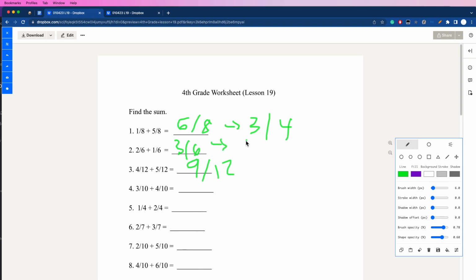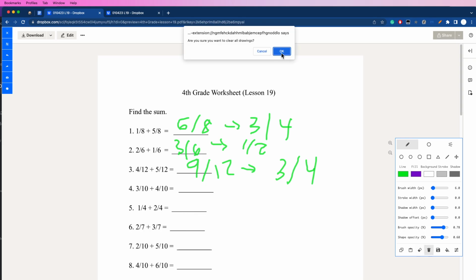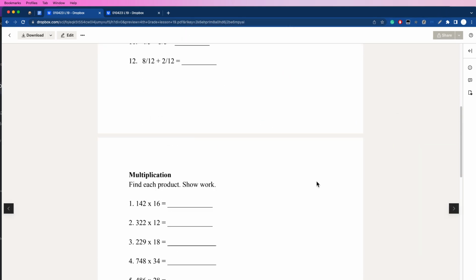Simplify this, you get 1/2. And if you simplify this, you can also get 3/4. Yeah, these are the answers for this section. Next, we're going to move on to the next section.